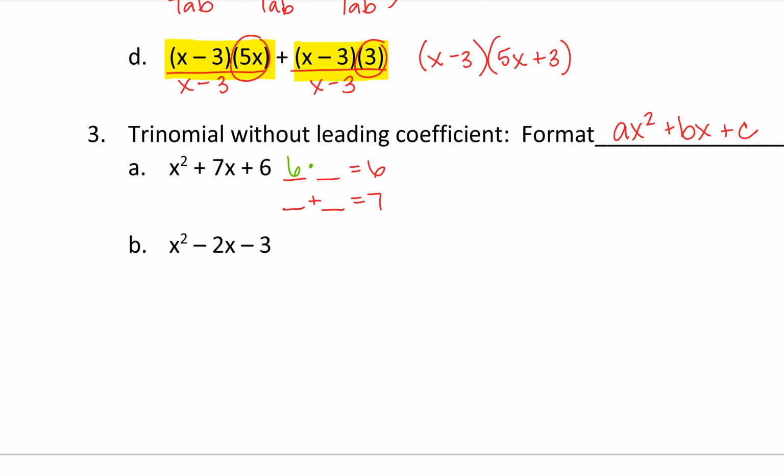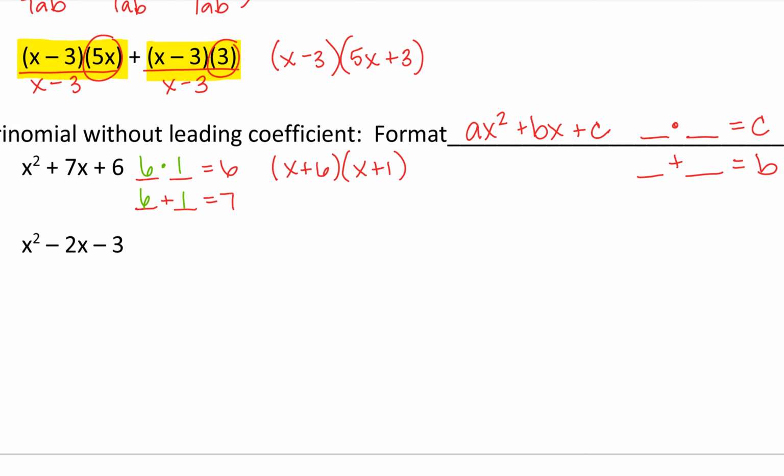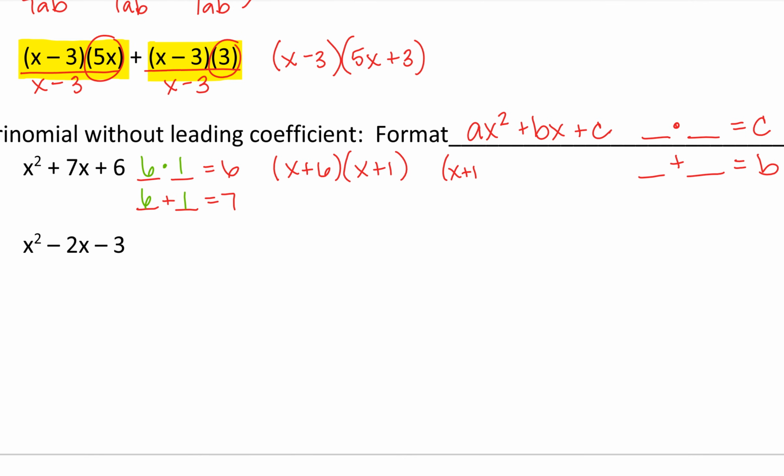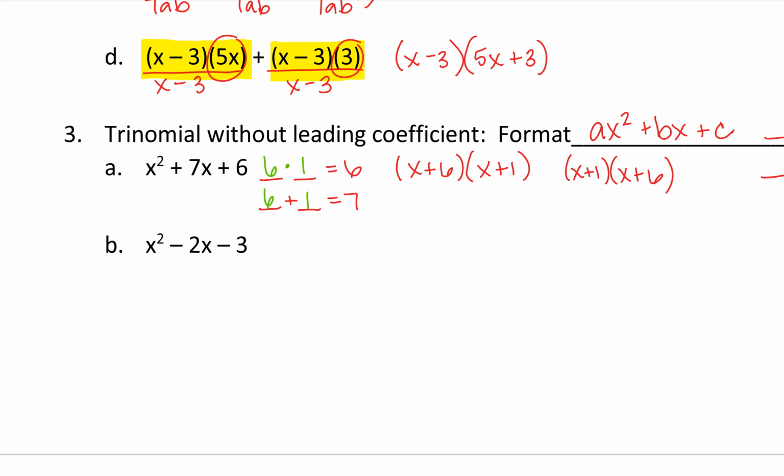So 6 times 1 gives me 6 and adds to give me 7. So I know that those are going to be my factors. So I get x plus 6 and x plus 1. Again, it does not matter what order these are put in because when you multiply them out, they are going to be exactly the same. It could be x plus 6 first or x plus 1 first. Doesn't matter. But that is my final factored answer.